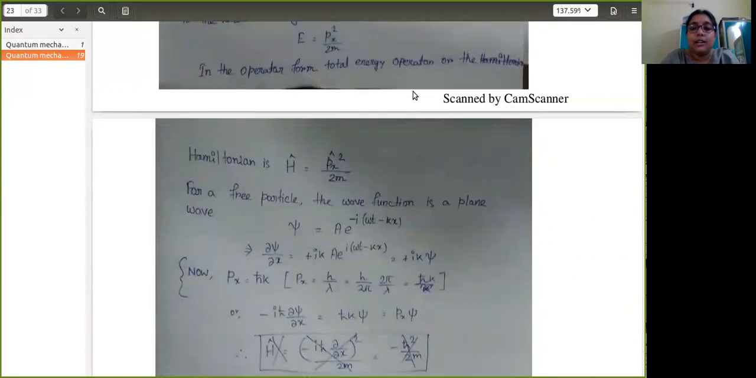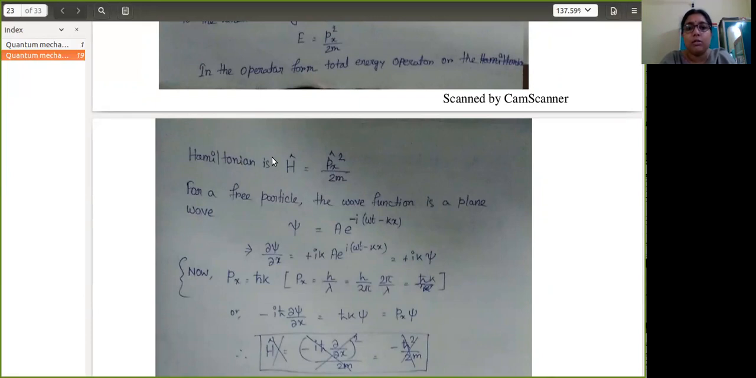Now in the operator form, the total energy operator, which we call the Hamiltonian operator, is nothing but the sum of the kinetic energy operator plus the potential energy operator. Here we have already taken the potential energy to be 0 as the particle is moving freely.